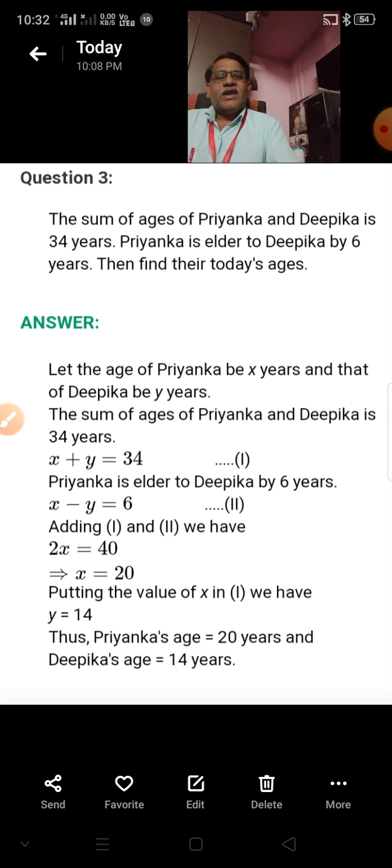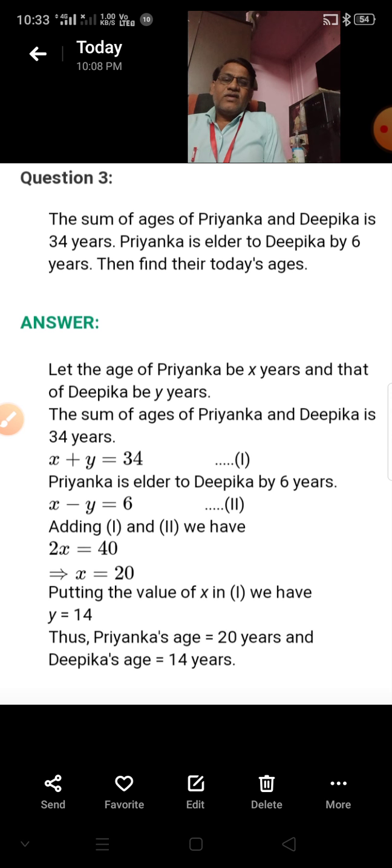Now see, read question number 3. The sum of ages of Priyanka and Deepika is 34 years. Priyanka is elder to Deepika by 6 years. Then find their present ages. So here the sum of present ages of Priyanka and Deepika is given, and the next condition is given: Priyanka is elder than Deepika by 6 years. Then you have to find out the present ages of Priyanka and Deepika.